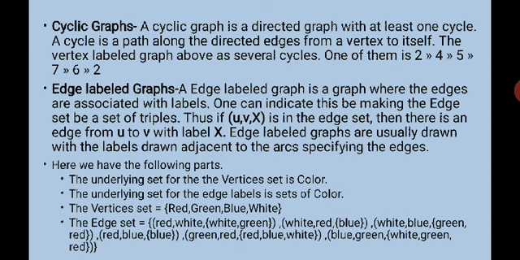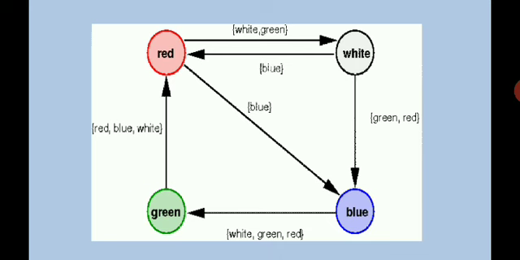So edge label graphs are usually drawn with the labels drawn adjacent to the arc specifying the edges. See in this next figure, red, green, white, blue, green, you have this graph. You have 4 vertices with 4 different colorings, so it is vertex labeled also, and it is edge labeled. So from red to green, the information going is white comma green. From white to the red direction it is blue. So each edge is labeled differently, right?